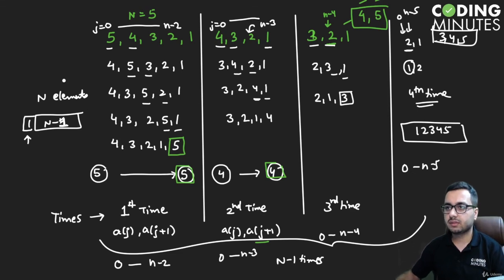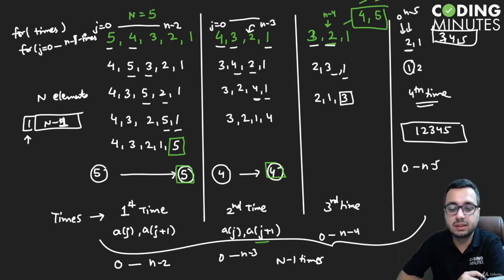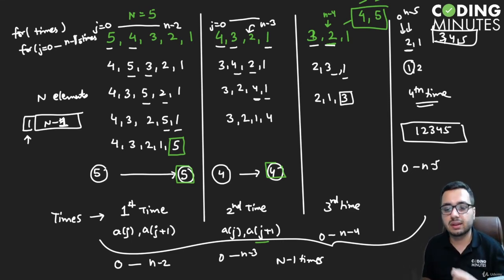So effectively we have a loop for times and we will have a loop for j. So j will go from 0 to n minus 1 minus times, something like this we are going to do. If the value of times is 1, our loop will go from 0 to n minus 2. If times is 2, our loop will go from 0 to n minus 3. So this is the whole idea of bubble sort.